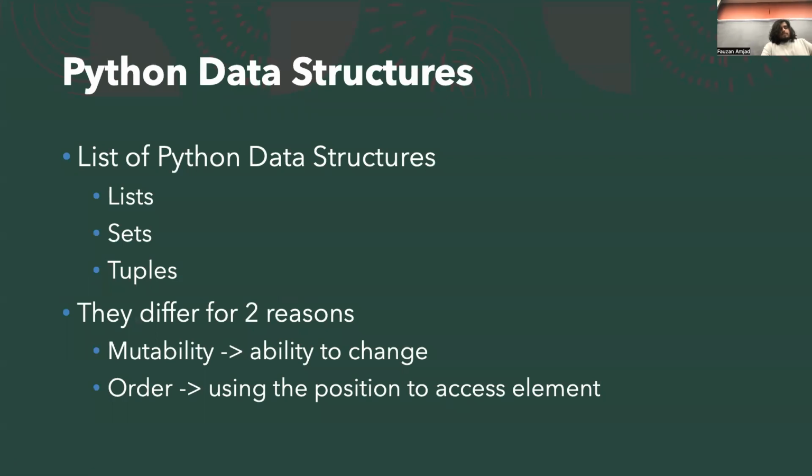So we started off with Python data structures, and there were three main types. We had lists, we had sets, and we had tuples. They differ on the basis of two reasons: mutability and order. Mutability is simply the ability to change, so how you can change that data structure, and then order, so how you access the elements in there.